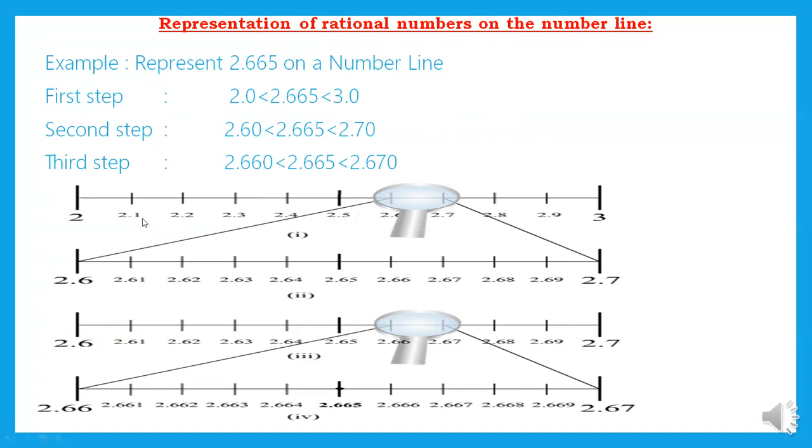So let us observe here number lines. I am visualizing these numbers. So here your 2.665 is lying in between first step 2 and 3. So in second step, your 2.665 is lying in between 2.6 and 2.7. In next step, your 2.665 is lying in between 2.60 and 2.70. In next step, 2.665 is lying in between 2.660 and 2.670.